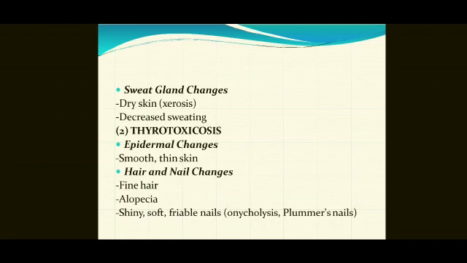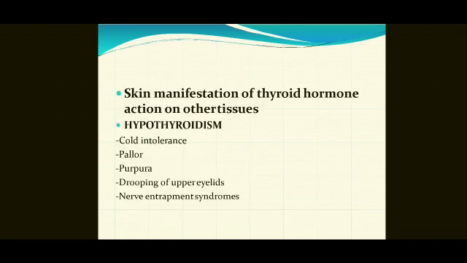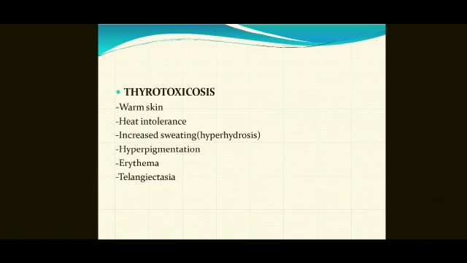Thyrotoxicosis, epidermal changes will be smooth, thin skin. Hair will be fine hair associated with alopecia. Nail changes would include shiny, soft, friable nails, onycholysis and plummer nail. Skin manifestations of thyroid hormone actions on other tissues would be cold intolerance, pallor, purpura, drooping of upper eyelids, nerve entrapment syndromes seen in hypothyroidism. Thyrotoxicosis: warm skin, heat intolerance, increased sweating, hyperpigmentation, erythema and telangiectasia.